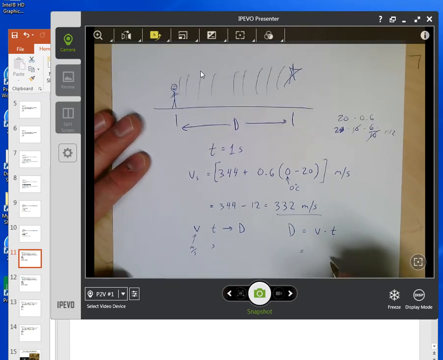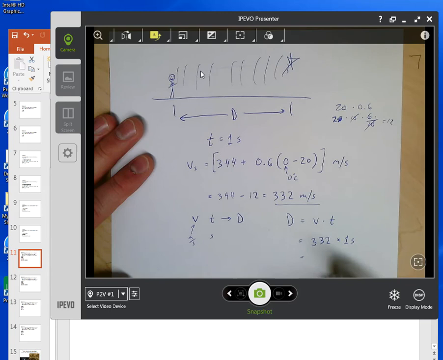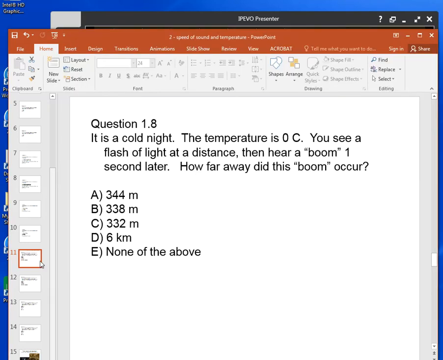So I'm going to say d is equal to v times t, and we'll use 332 multiplied by the time, which is 1 second, and hopefully you don't need a calculator to multiply by 1, because you'll just see that this is 332 meters, and the seconds cancel out. So this is my final answer here, 332 meters. And of course there are other ways of thinking about this problem, but that's a straightforward way to think about it. So I would guess that the answer would be C. Indeed, that is the correct answer.